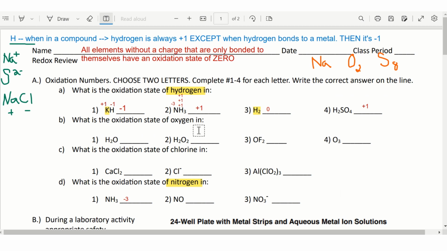All right, what is the oxidation state of oxygen? I'm going to do the easy one first because why make your life harder? Look at this one right here, this last one. Oxygen, just itself. Oxygen bonded to itself with no charge, 0. Bam. Okay. Now let's look at this one. These next two, both are oxygen with hydrogen, but different amounts of hydrogen.